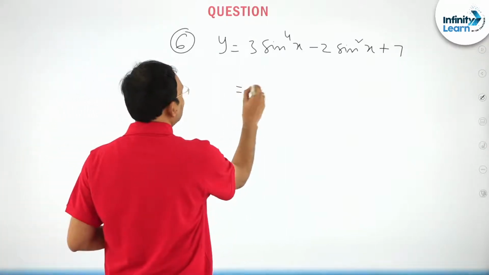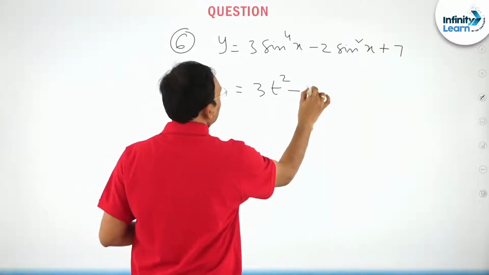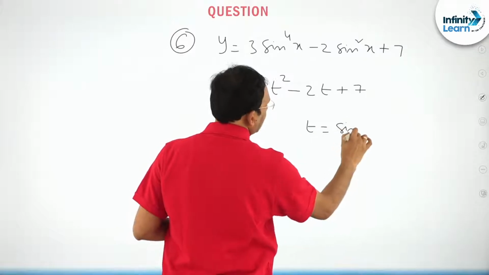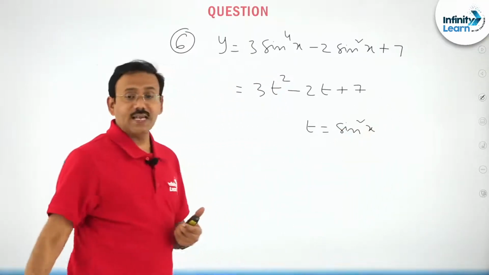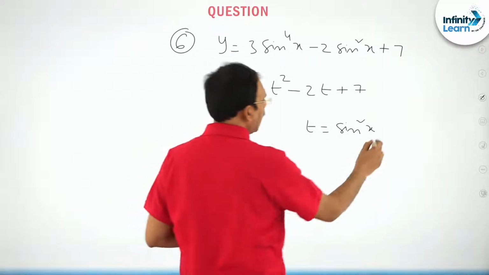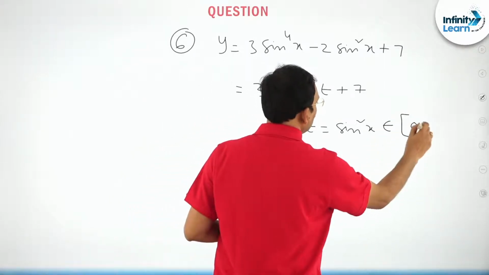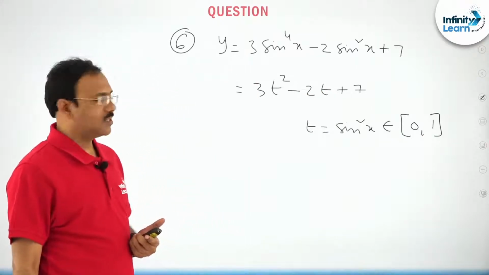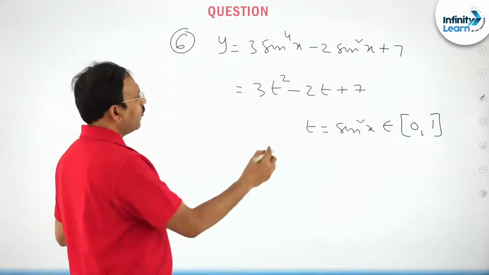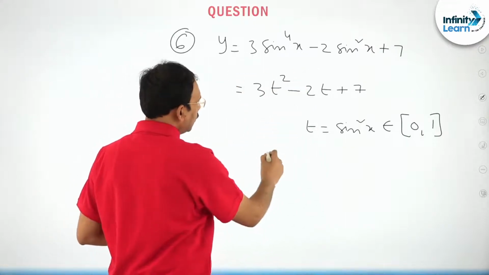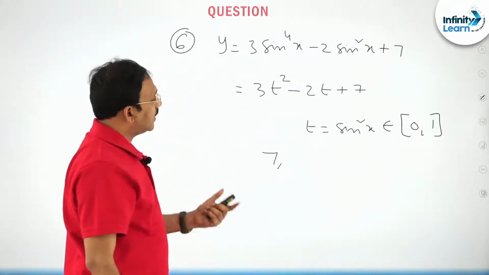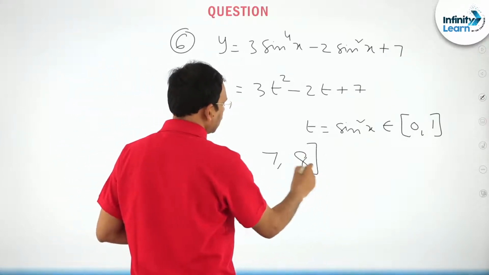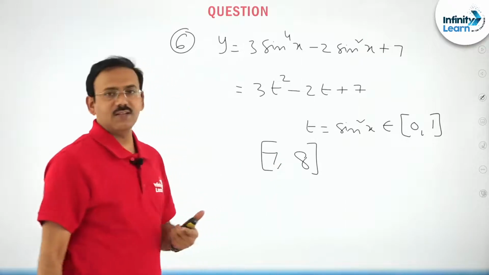You see, you can treat it as 3t square minus 2t plus 7, where t is equal to sin square x, where sin square x belongs to closed 0 to 1. Sin square x belongs to closed 0 to 1 because, yeah, right. So friends, if you put sin x is 0, you will get 7. If you put sin x is 1, 10 minus 2, 8. So closed 7 to 8 is the range.